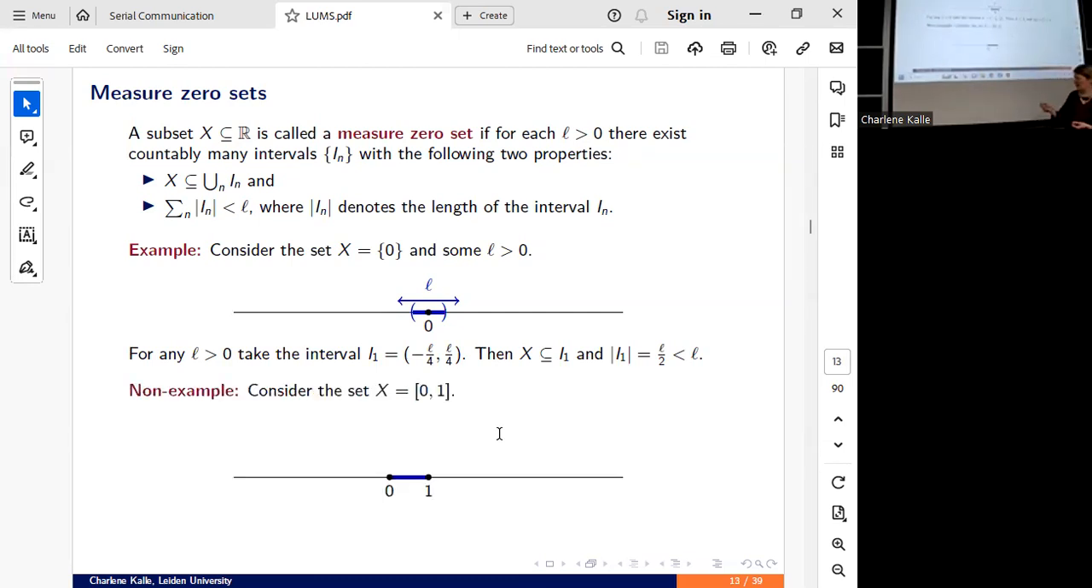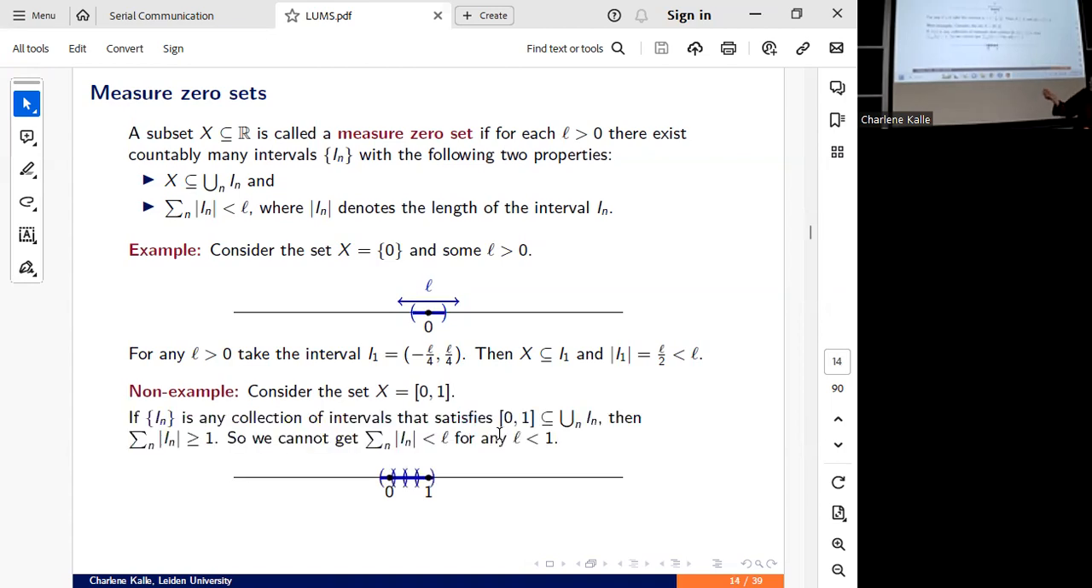So now suppose that we have a whole interval, the interval from 0 to 1. Can we then do the same thing? Well, if we take any collection of intervals such that this interval is contained within them, then the lengths of all these intervals must sum up to something that is at least 1, right? Because otherwise we cannot cover this one interval. So if we take L less than 1, then we cannot find this collection of intervals such that the lengths sum up to something that's less than L. So an interval is not a measure 0 set for this definition.